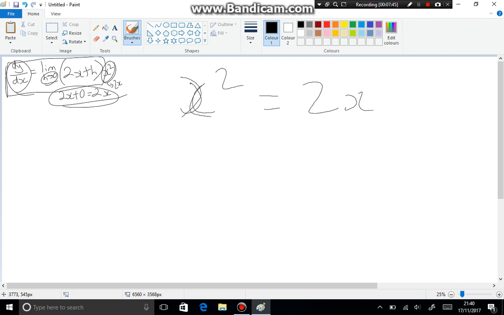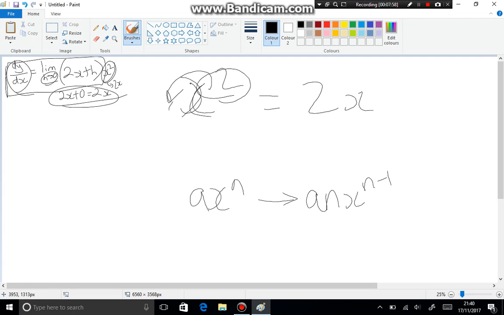So we call this differentiation in a simple way. It's just 2x, or that 2 comes down and multiplies by the constant. So if I were to write some kind of formula, imagine it's ax to the power of n. Well, that becomes anx to the power of n minus 1. So the a and n multiply, and the power gets reduced by 1, and that's the simplest way to describe differentiation.